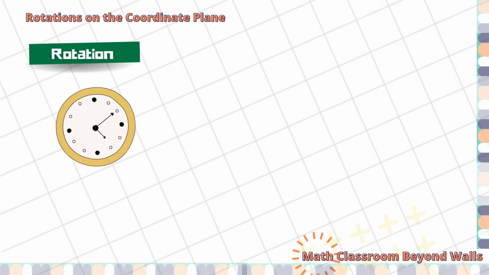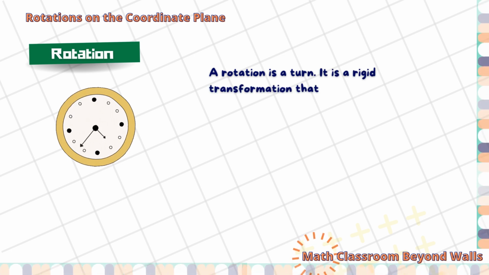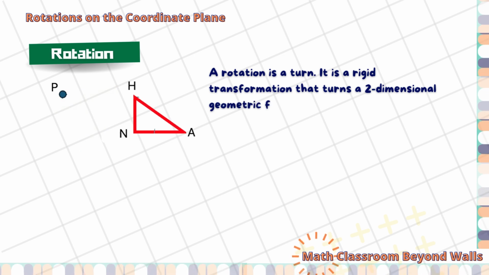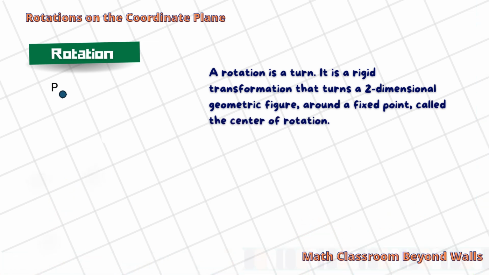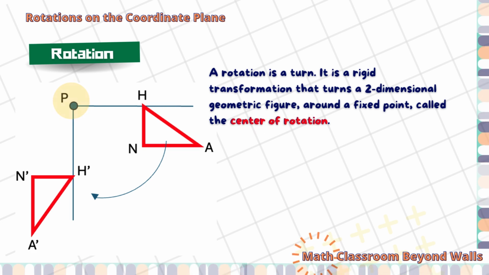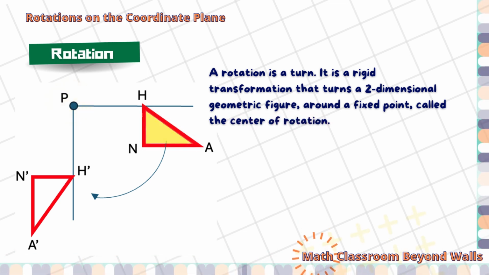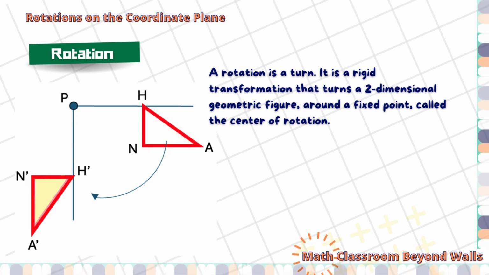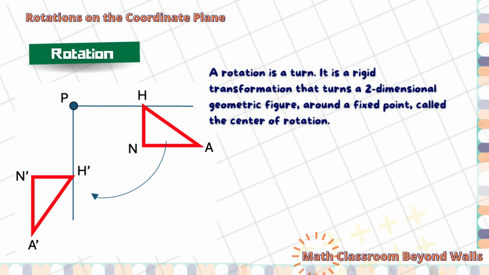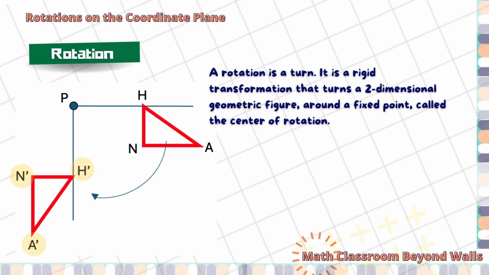Let us recall what a rotation is. A rotation is a turn. It is a rigid transformation that turns a two-dimensional geometric figure around a fixed point called the center of rotation. Here, point P is the center of rotation. Before a rotation, we call the figure the preimage, and after the rotation, we call it the image. If the preimage and the image are named using the same set of letters in the English alphabet, like what we have here, the image is the figure with the prime notation.